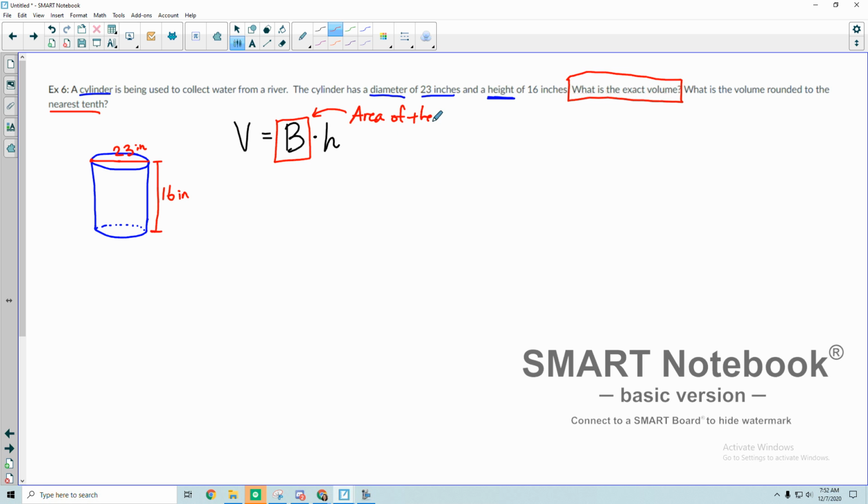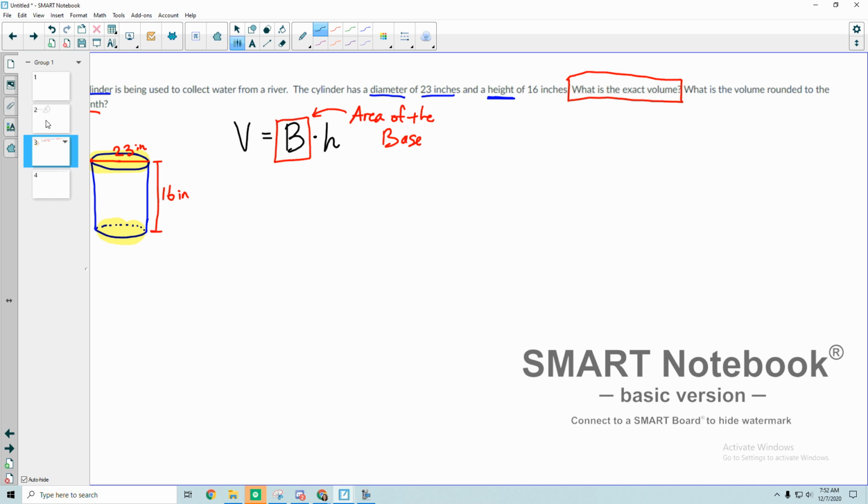of the base, okay? So the base that I'm working with here, what shape is that, okay? So hopefully you see that the shape for the base is a circle. So then I need to remember, okay, what's the area of a circle? And that gets plugged in there. And we can cheat a little bit if we need to and go back to those formulas that we wrote down.